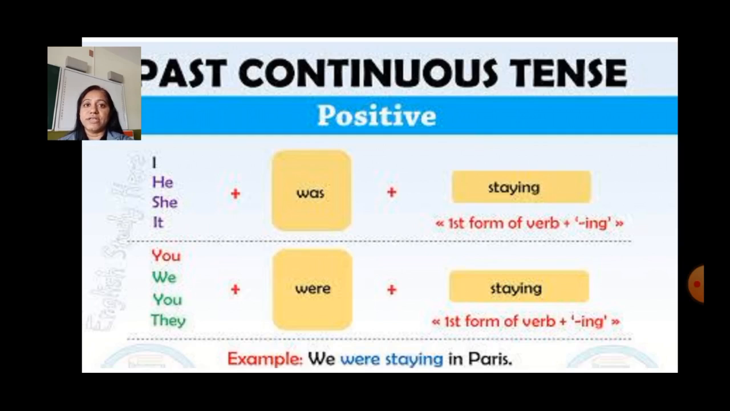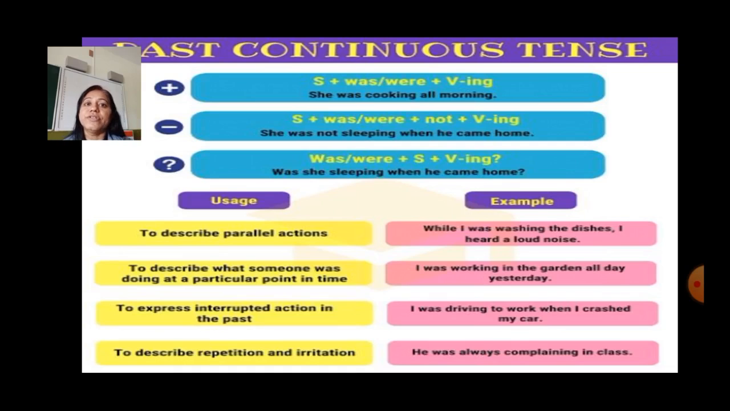Now, let's revise it. The past continuous tense structure is subject plus was or were plus the ing form of the verb. In negative, we will use subject plus was or were plus not plus the ing form of the verb. In interrogative, we will use was or were plus subject plus the ing form of the verb. To change into negative and interrogative, we will study in the next year, but this is only for your information.